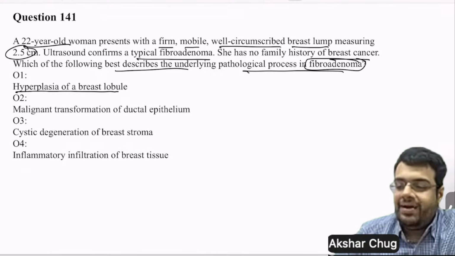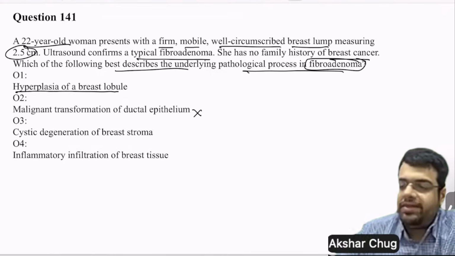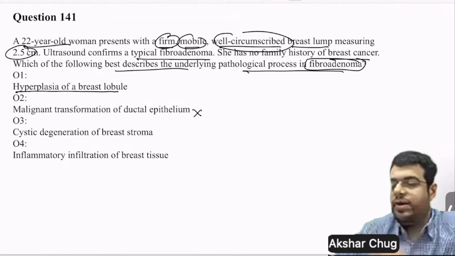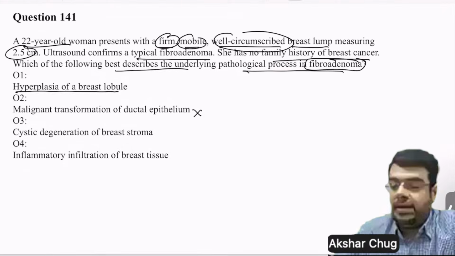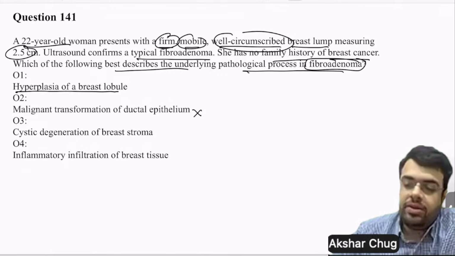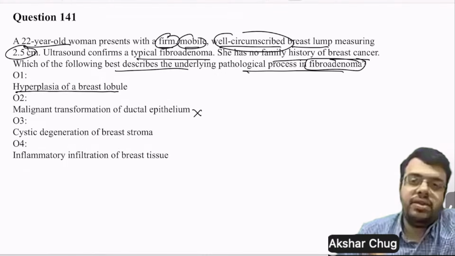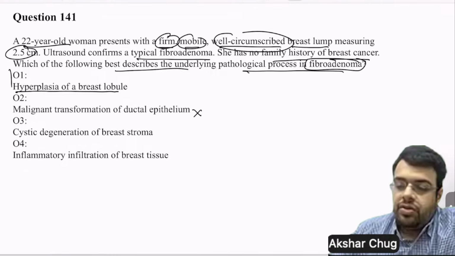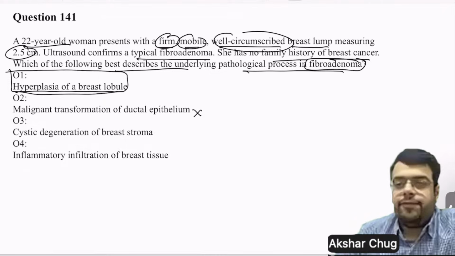Malignant transformation is not seen, as the mass is firm, mobile, and well circumscribed. Also, there is no history of breast cancer in the family. Cystic degeneration or inflammatory infiltration is again not suggestive, seeing the clinical picture. So hyperplasia of breast lobule fits perfectly with fibroadenoma.